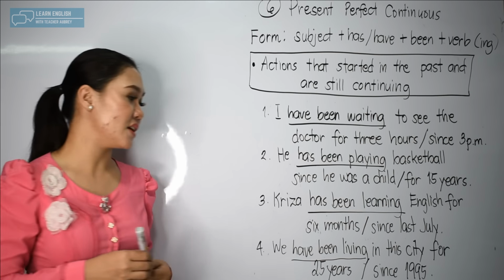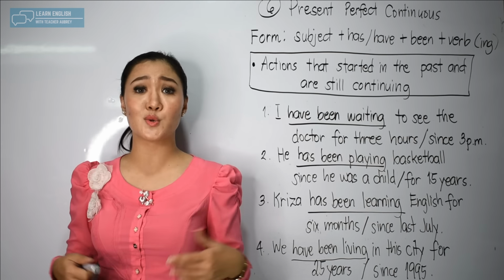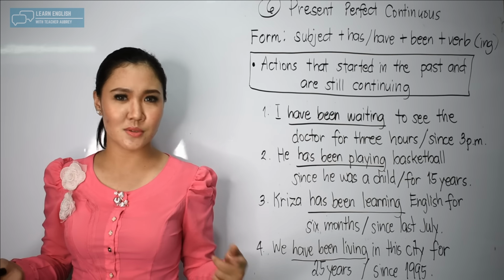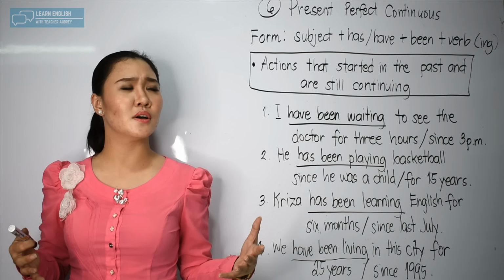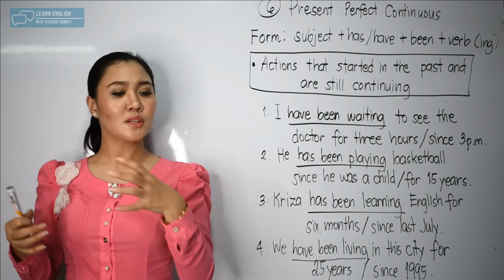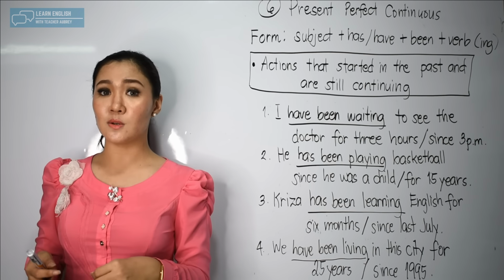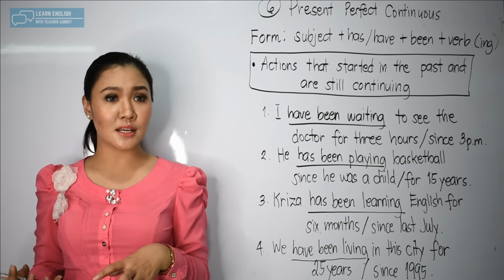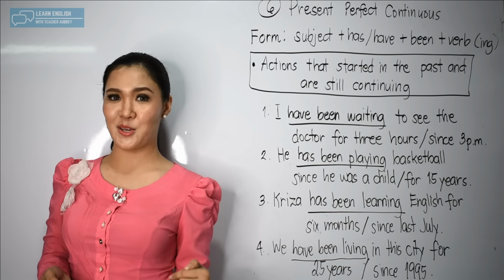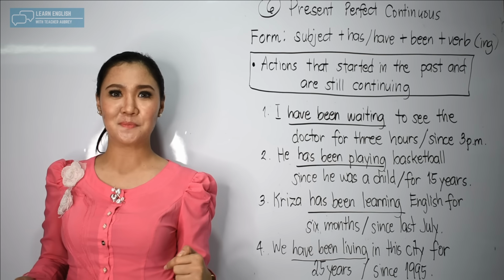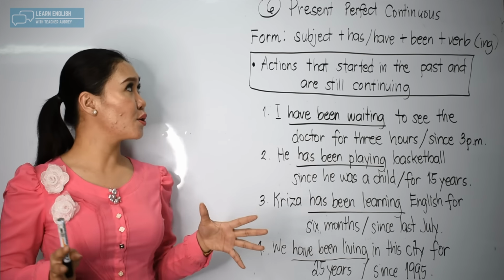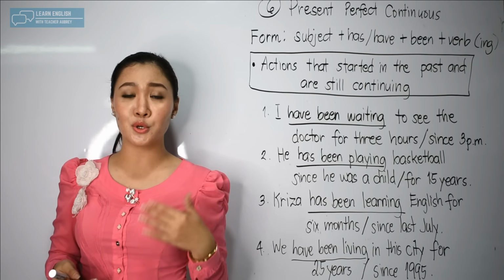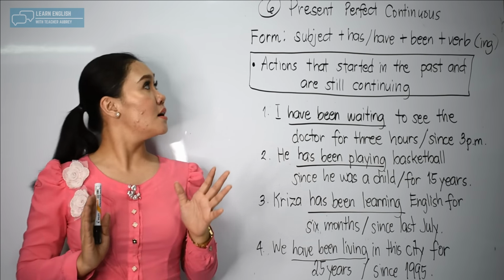We have been living in this city for 25 years or since 1995. That was the year I was born, since 1995. So, ibig sabihin, nung taong 1995, nagsimula yung kilos sa nakaraan. Noong 1995, nandito na kami nakatira sa lugar na ito, sa syudad na ito, at nagpapatuloy hanggang ngayon. 25 years na. Understand?